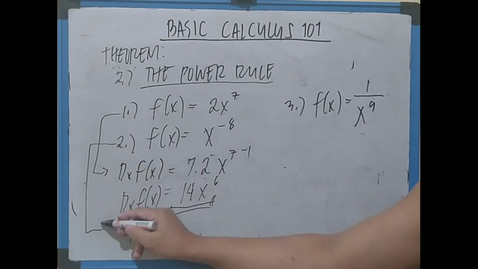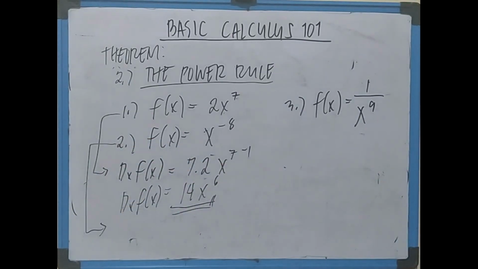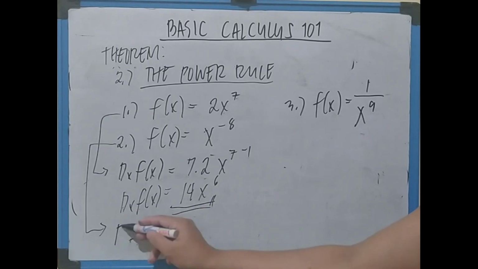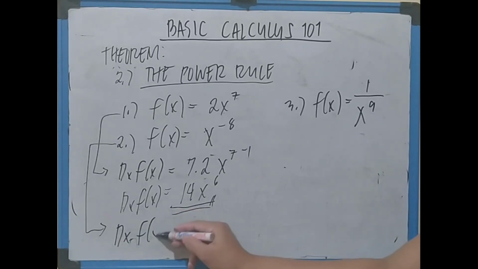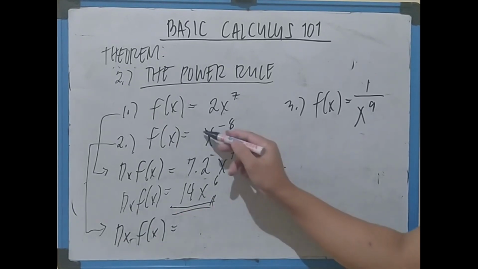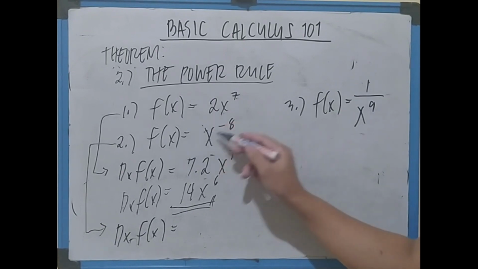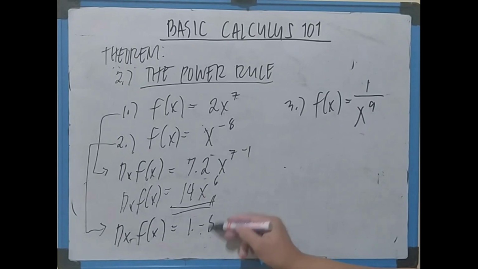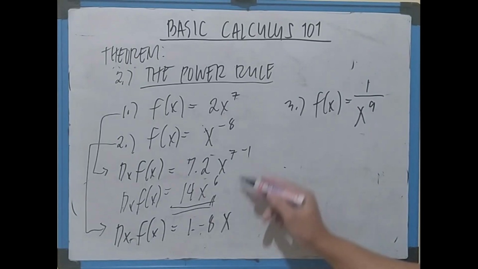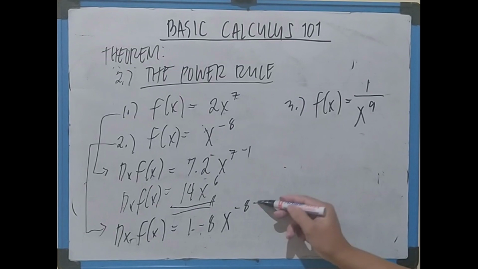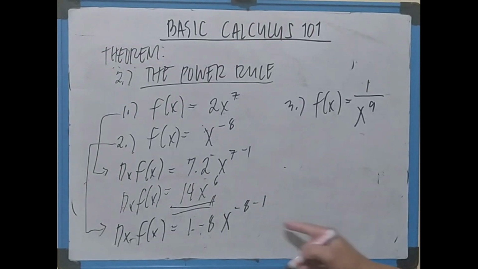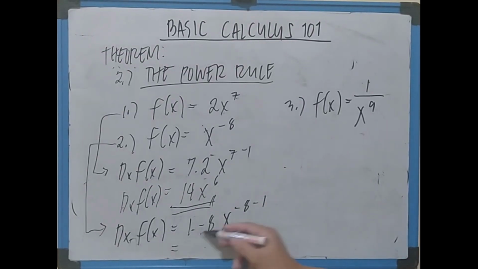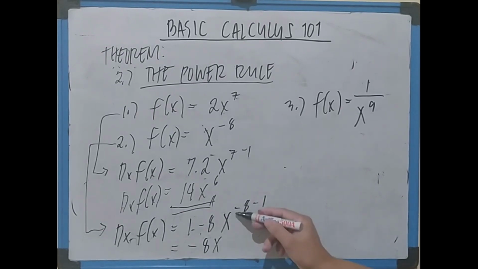For this one, since ang exponent niya ay negative, ganun din, wala namang problema po. We have dx of f of x is equal to, since 1 ang numerical value here, multiply lang natin, negative 8. So, 1 times negative 8, then x raised to negative 8 minus 1. So, still minus 1 pa rin tayo. So, bale, 1 times negative 8 is negative 8. Then, x raised to negative 8 minus 1 here will be negative 9.